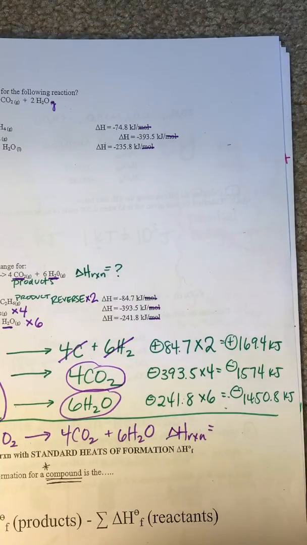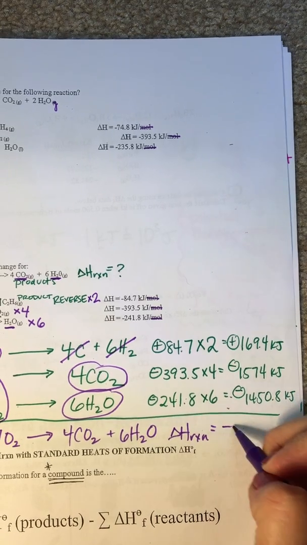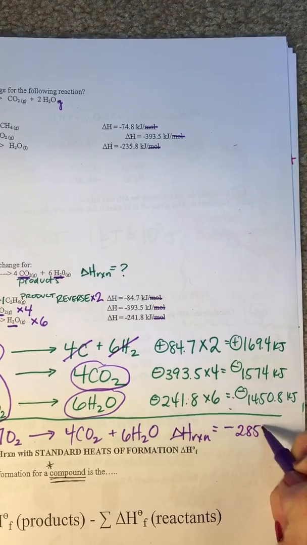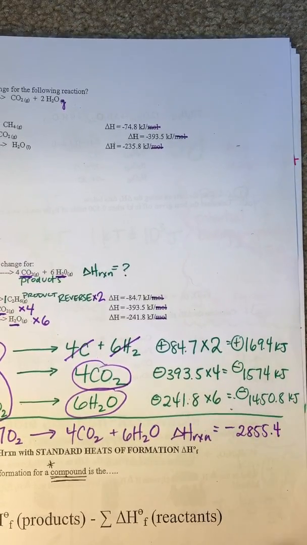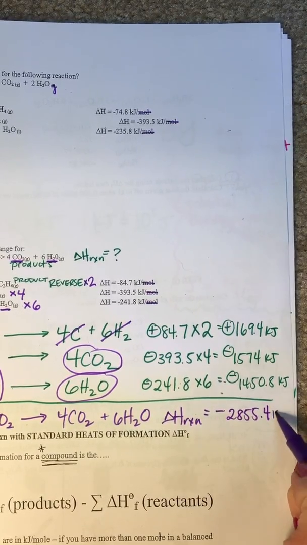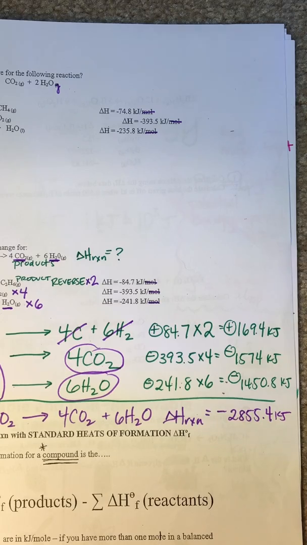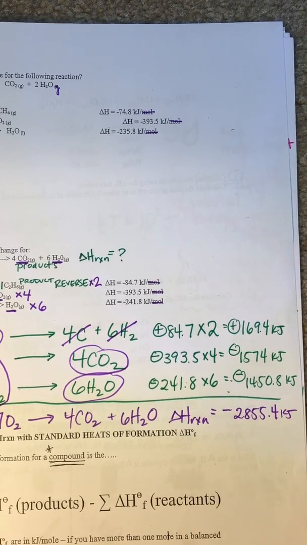So bear with me for 1 second. All right, so that's negative 2855.4. It should be negative. This is a combustion reaction. They're very exothermic. That's how we get heat energy.